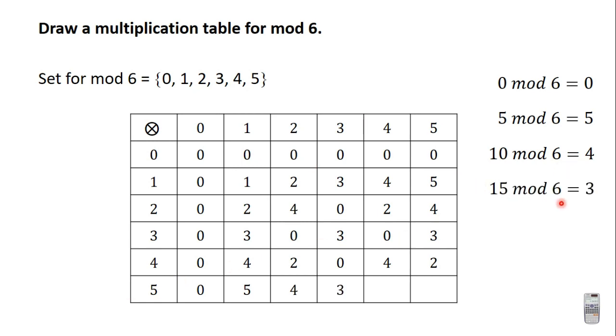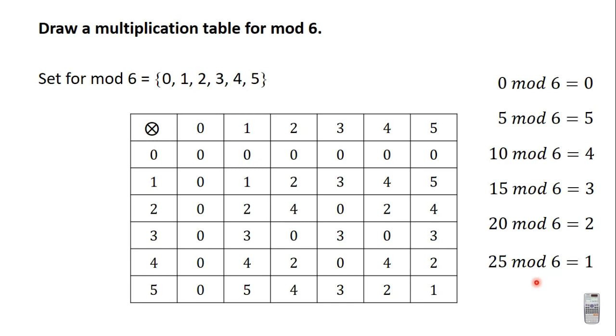5 times 3 is 15. 15 mod 6 is 3. 5 times 4 is 20. 20 mod 6 is 2. And finally, 5 times 5 is 25. 25 mod 6 is 1 because 25 divided by 6 will give us 4 remainder 1.